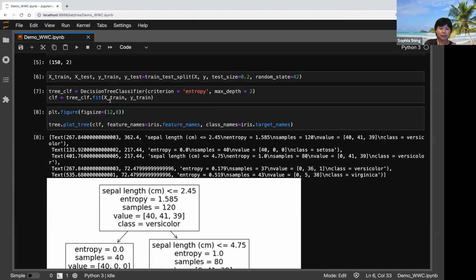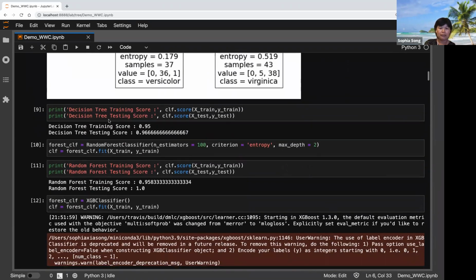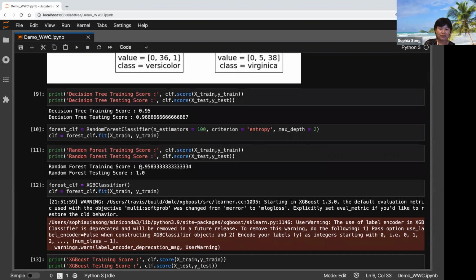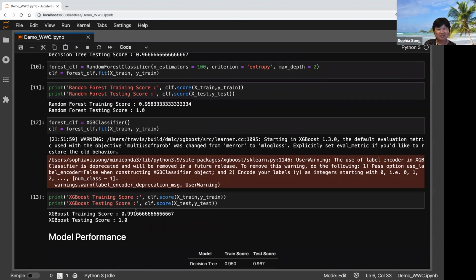After I use this decision tree to do the classification, this is the model performance for the decision tree. For the training data, the accuracy is 0.95, but for the test data it's 0.96. So that's pretty good for the decision tree. For the random forest, we can see the training data and the test data are both a little bit better than the decision tree. But for the XGBoost, we can see it's also better than the random forest.